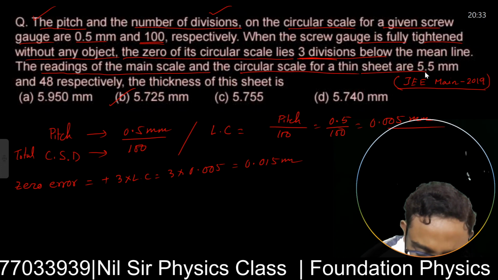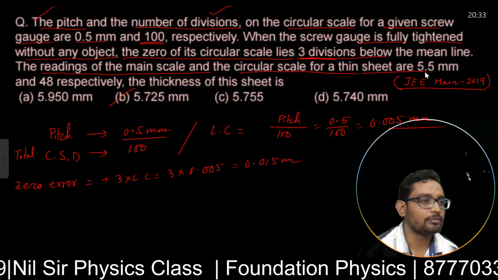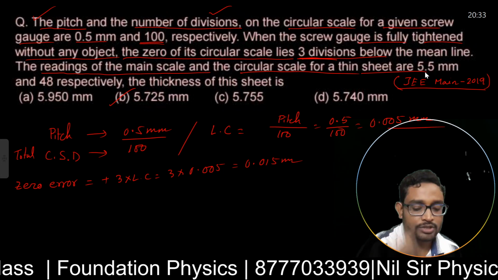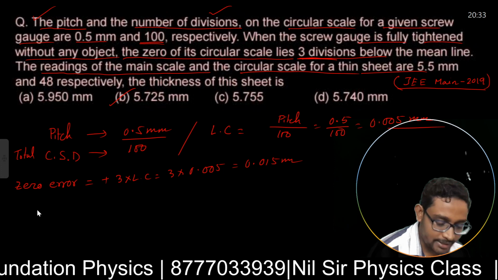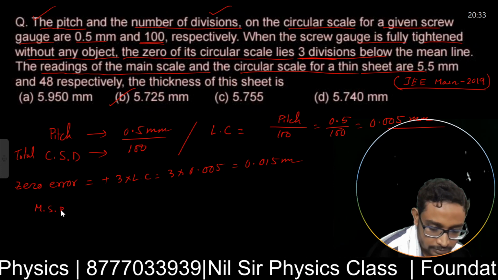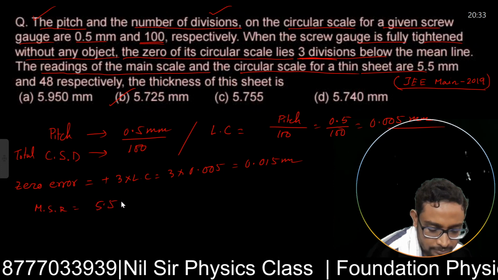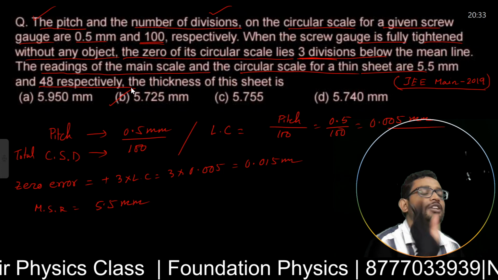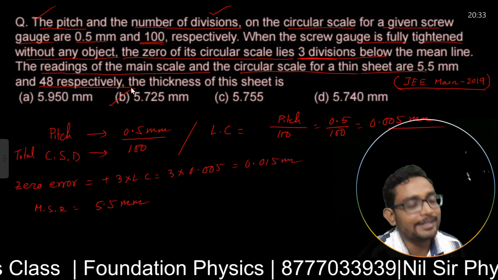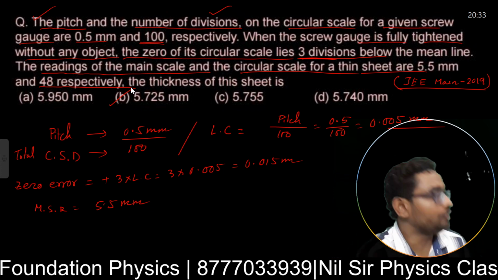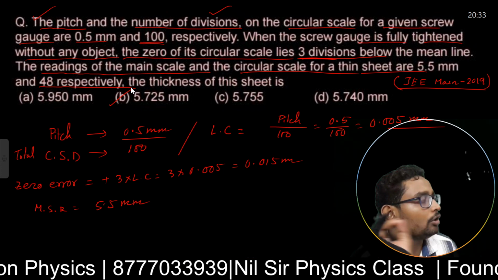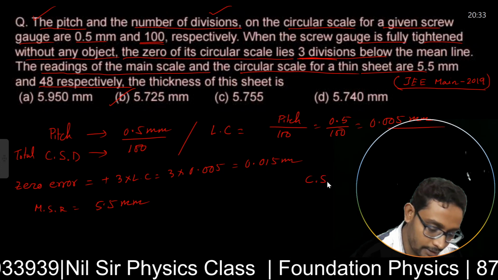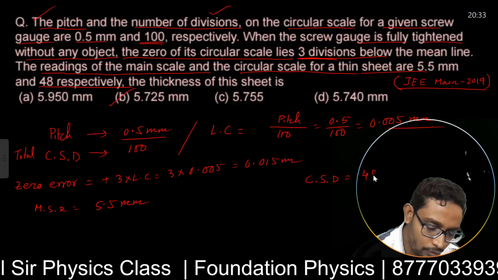scale for a thin sheet, right? When you introduce a thin sheet, now your circular and main scale reading. So main scale reading 5.5 millimeter. What is your circular scale division? Circular scale reading means it always indicates the circular scale. Circular scale reading always indicates circular scale division. So circular scale division equals 48.